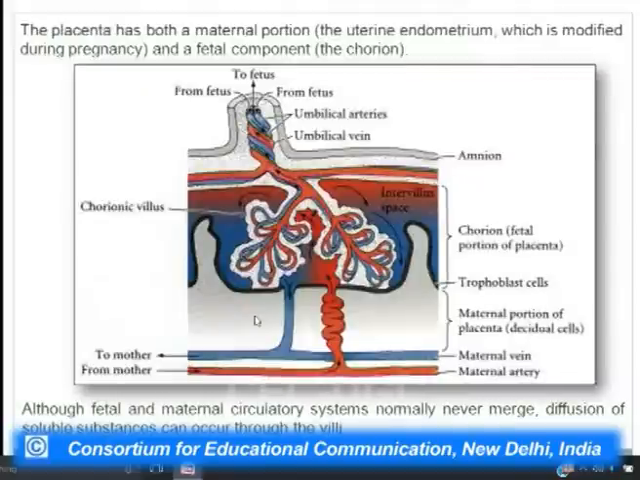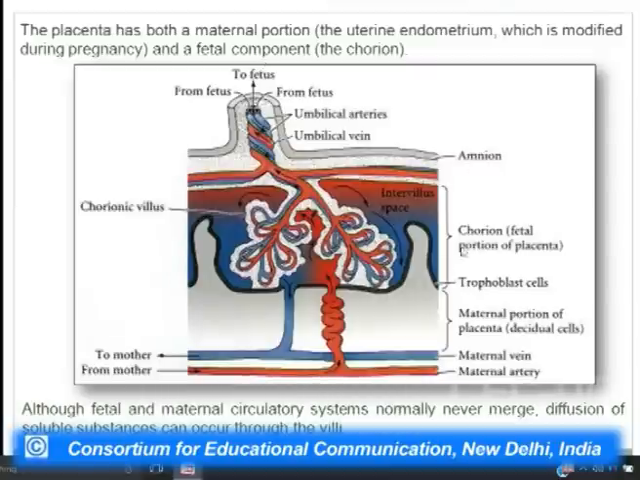And this looks like this. The placenta has both the maternal portion, the uterine endometrium which is modified. So this is from the mother side, the blood vessels which have come, and this is the placental portion. In the placental portion there are a lot of villi where the juxtaposition of the vessels takes place, and then it goes through the umbilical cord to pass on the material or to take the waste materials from the fetus.